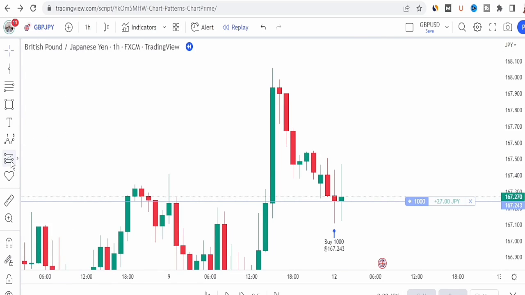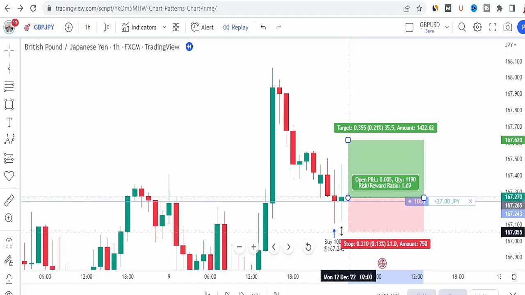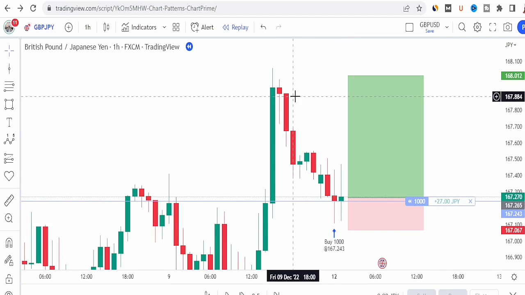So I've just placed a buy order here on the pound yen, and I'm going to put my stop loss below this zone right here, and I'll put my take profit at 3 times the risk. And in this video, I'm going to show you the strategy that I'm using to place this trade, and also how this trade is going to play out as we go through this video.